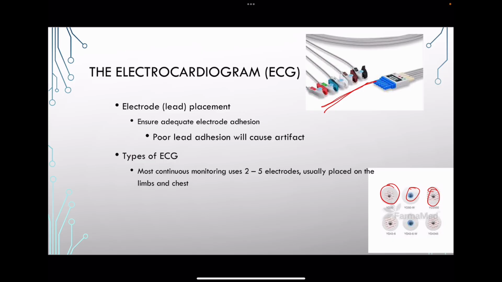And poor lead placement, it says right here, could lead to artifact, which is essentially just extra scribbles or not being able to see a clear rhythm on those leads. I mean, yeah, that can be due to hairy chests, or even people brushing their teeth can give you terrible rhythm patterns. But that's why there's people like me who identify real from fake for those rhythms.